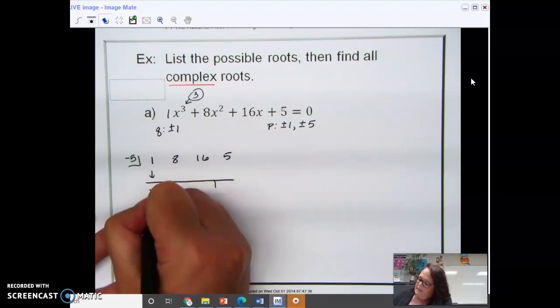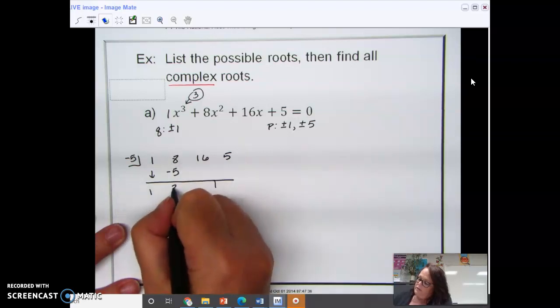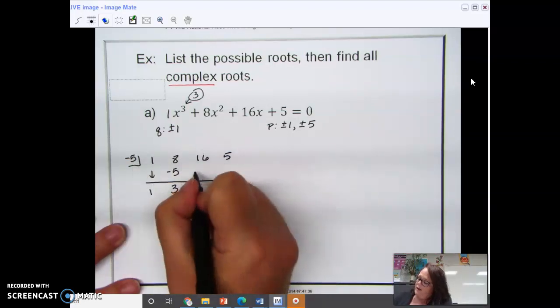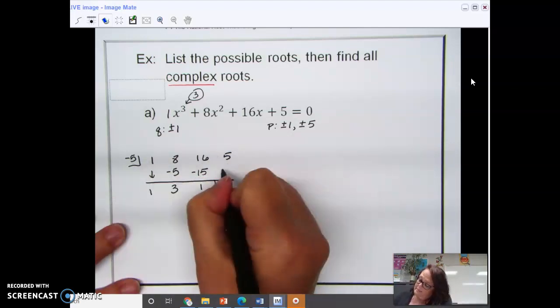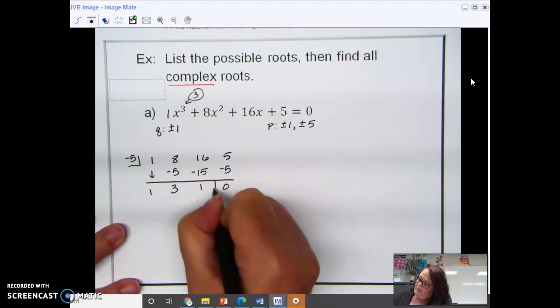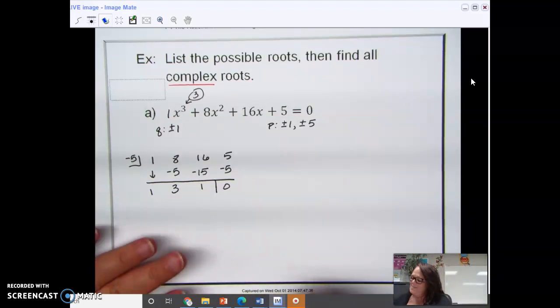So if I drop this, I get -5 times 1 is -5. Their sum is 3, times negative 5 is negative 15, and their sum is 1, times negative 5 is negative 5, and their sum is 0. And oh my gosh, I'm so surprised I got a remainder of 0.